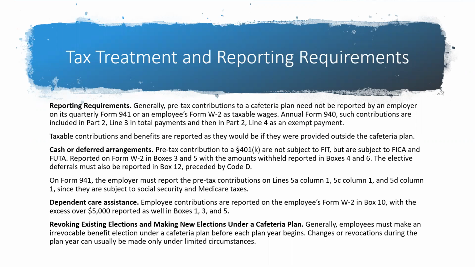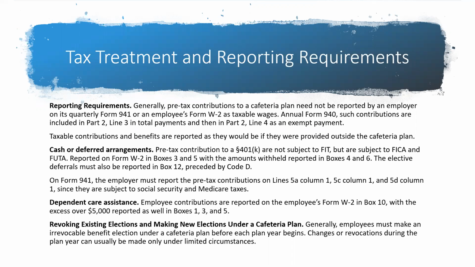The reporting requirements are generally that pre-tax contributions to a cafeteria plan do not need to be reported by an employer on the quarterly 941 or an employee W-2 as taxable wages. On the annual Form 940, however, these contributions are included in Part 2, Line 3 in total payments, then again in Part 2, Line 4 as exempt payments. Don't worry about memorizing the piece of this right now. Melissa will go through it more thoroughly during Module 7 next week.